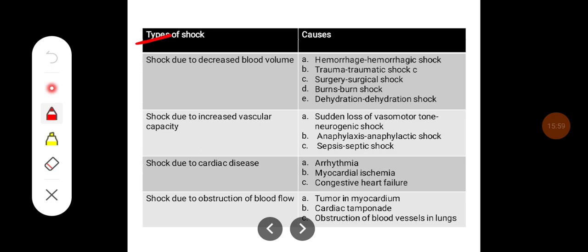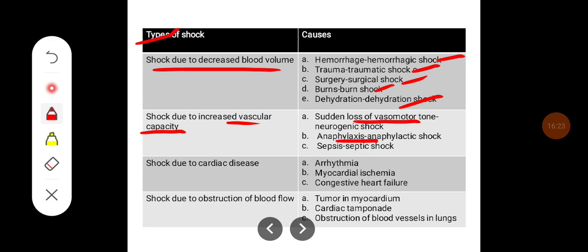Coming to the different types of shock and their causes, shock due to decreased blood volume is caused by hemorrhagic shock, traumatic shock, surgical shock, burn shock, and dehydration shock. Shock due to increased vascular capacity is caused by sudden loss of vasomotor tone, which is called neurogenic shock. It can occur in anaphylactic shock, and it can also happen in septic shock.